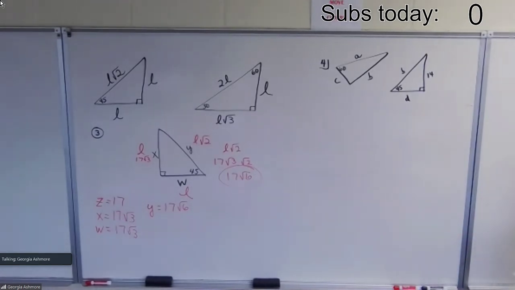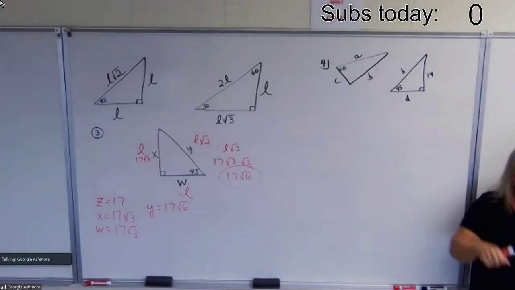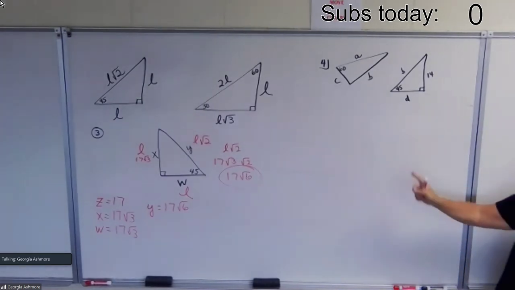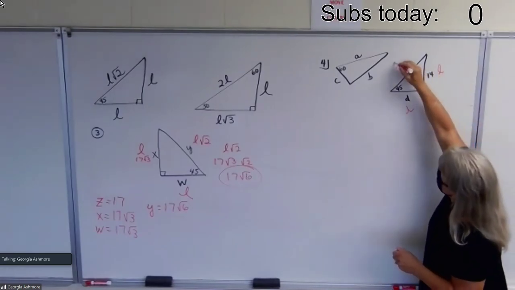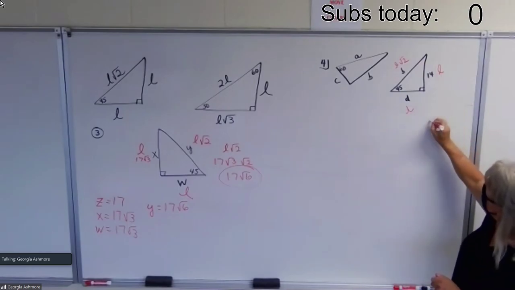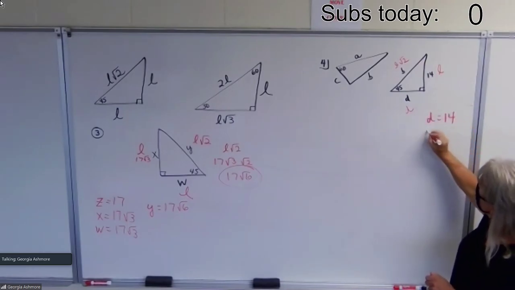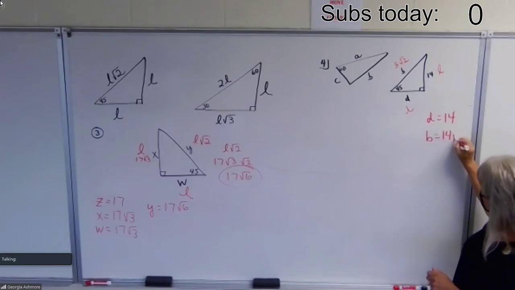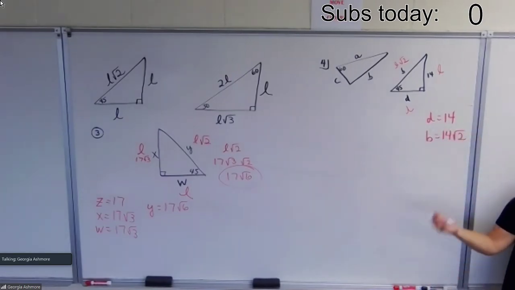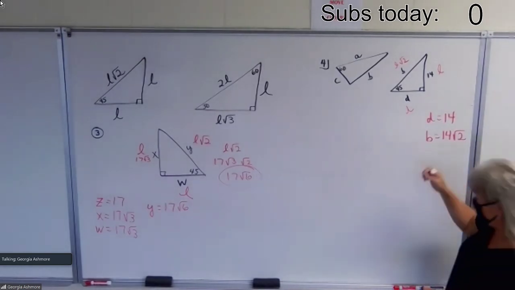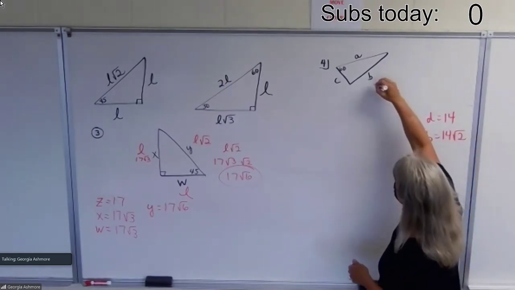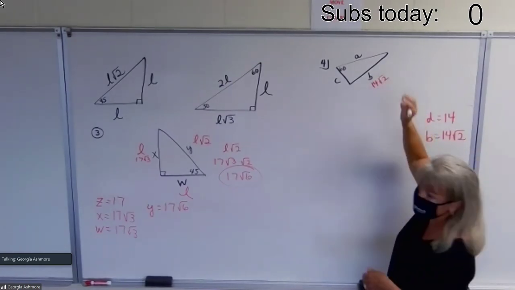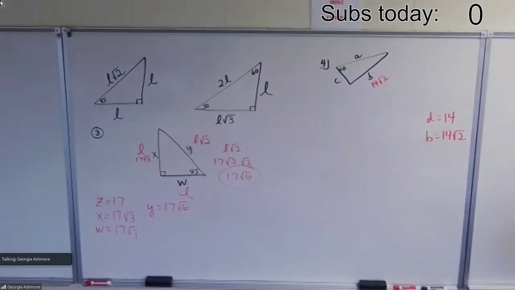Okay, looking at this. This one, the second one, gives me the most information this time. It's the 45-45-90. So this is L, this is L, and this is L square root of 2. So my G is going to be 14, and my B is going to be 14 square root of 2. Forget that triangle, okay? The B is the same on the other one, and it was 14 square root of 2. Now I'm dealing with a 30-60-90. Now you could have had another 45-45-90 to deal with. I mean, it doesn't have to be one of each.